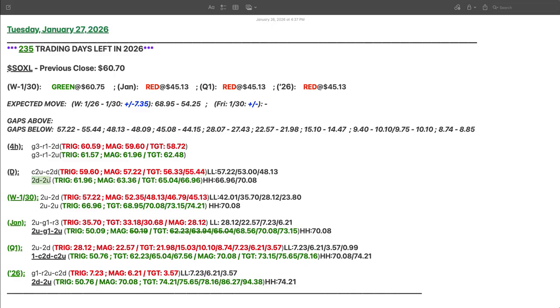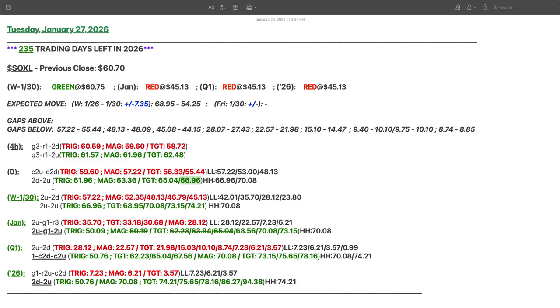To the upside on the day chart, we would have a 2 down, 2 up, triggering at 61.96, and the magnitude for that move would be 63.36, with an extended target of 65.04, which is that 200 fib extension of the April low bull flag, and then a final extended target of 66.96, which would be the completion of the 2 down combo 2 up reversal, which would take you to last week's high.